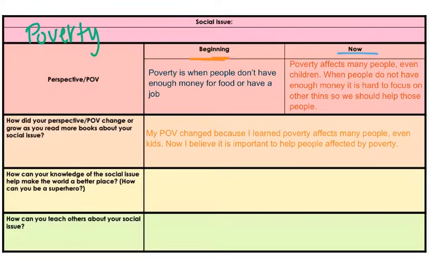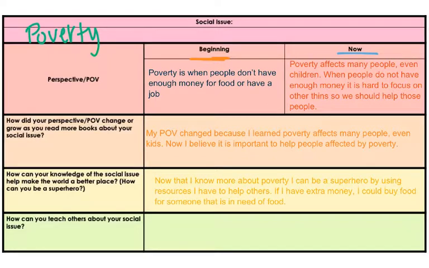Now we need to look at how can your knowledge of the social issue help make the world a better place? How can you be a superhero? So what can I do to help poverty to make the world a better place? Well, now that I think about it, I know more about poverty, so I can be a superhero by using resources I have to help others. Maybe I have some extra money that I can use to buy things for others.